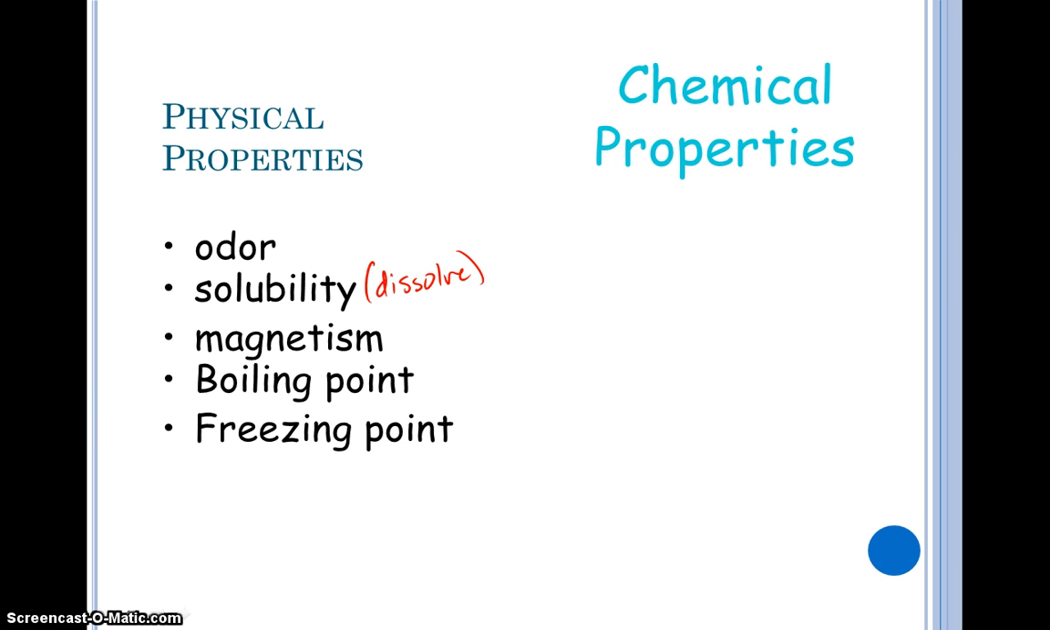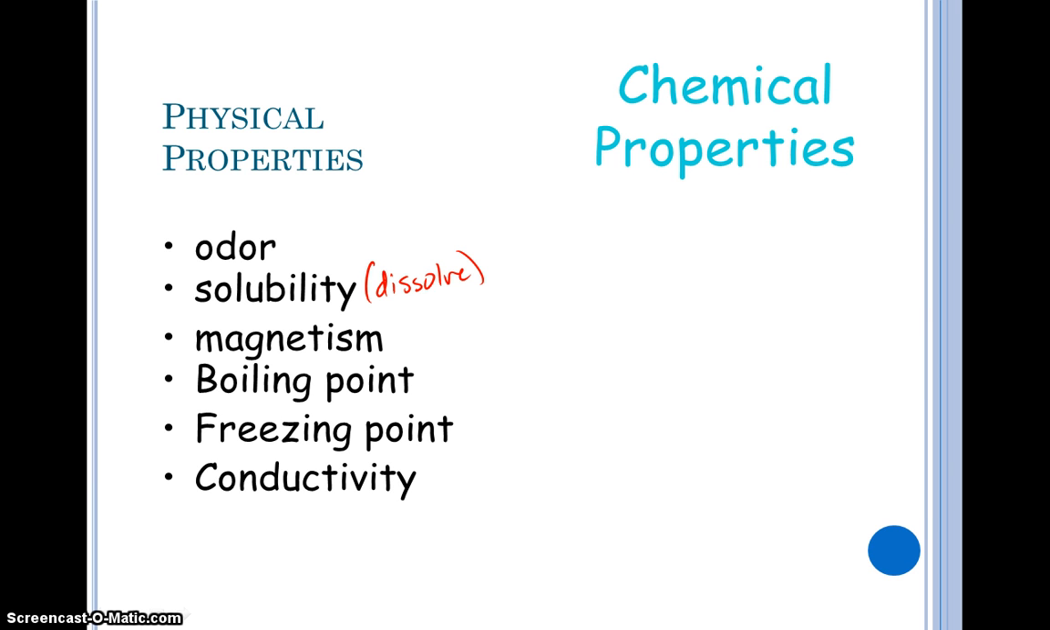Things like boiling point and freezing point. So the temperature at which you boil or the temperature at which you freeze are all unique for different substances. Water, for example, we know boils at 100 and melts at 0 or freezes at 0. Other liquids are going to have different boiling points and different freezing points. So those are all physical properties that we can use as descriptors for a substance.